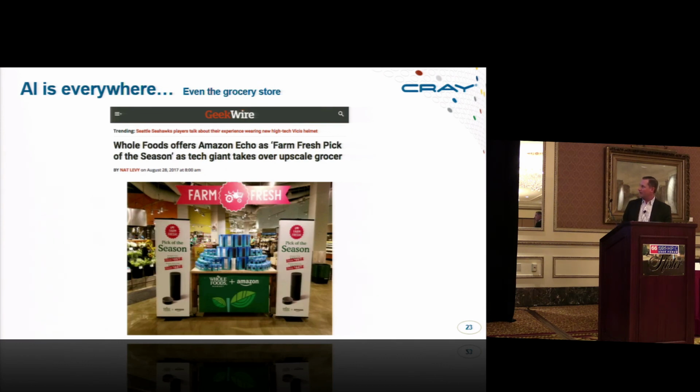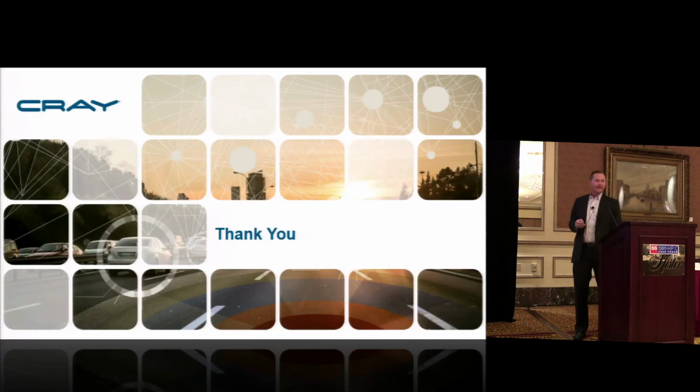Finally, we'll wrap up. AI is everywhere, even the grocery store, right? Amazon completed their acquisition of Whole Foods. Whole Foods had it as their farm fresh pick of the season: you could get an Amazon Echo in the grocery store. So we know worlds are converging at that point. All right, that's all I've got. Questions?